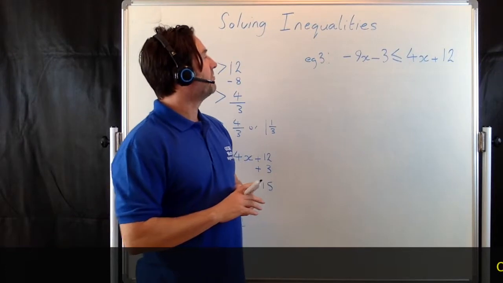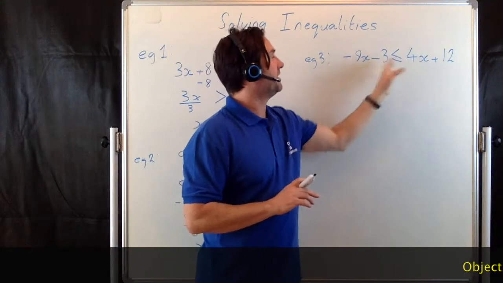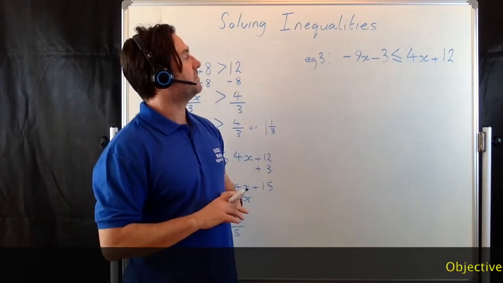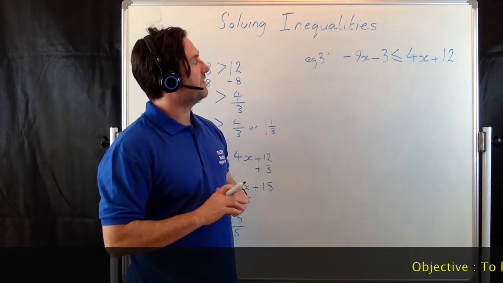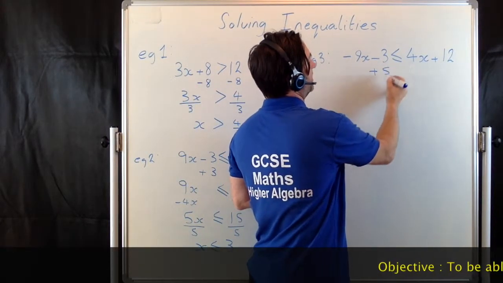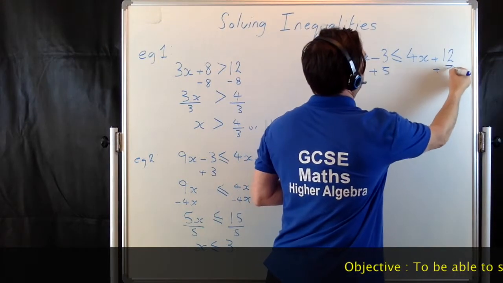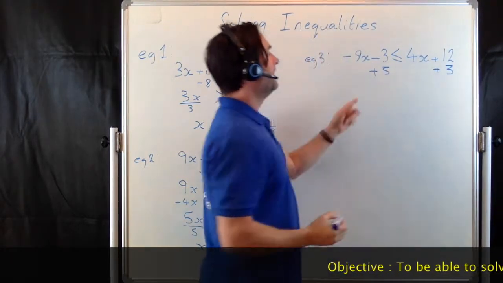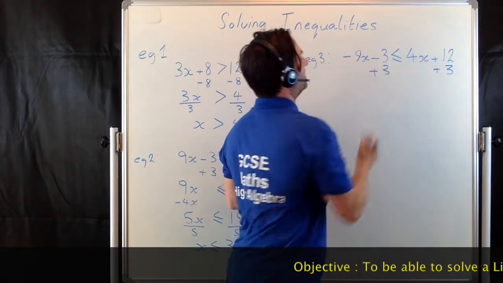Okay, with example 3 then, we're going to start off with the numbers. We've got x's on both sides, so we're going to look at these numbers on their own. We've got the negative 3 and the 12. I'm going to get rid of that negative 3 by adding 3 to both sides. So if I add 3 to the left-hand side, I must also add 3 to the right-hand side. That's going to leave me with, just change that, it doesn't look like a 3, that's better.